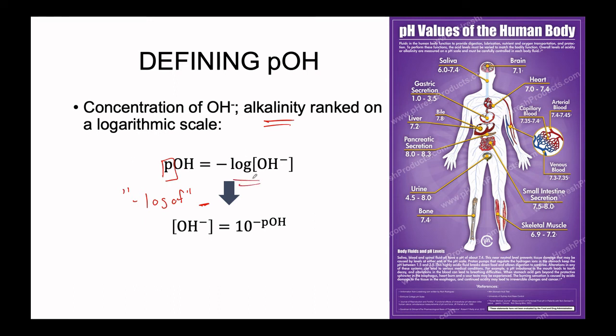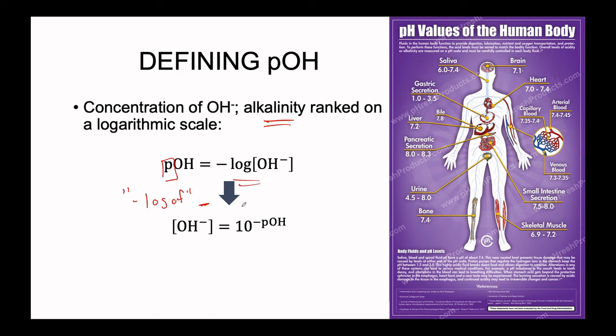If we rearrange this equation much in the same way that we did for the pH, we can find a way to calculate the OH minus concentration in solution, and this is equal to 10 to the negative pOH. So the equation looks very similar to the equation to calculate H plus based off of a pH, and that's because the math is set up in the exact same way.